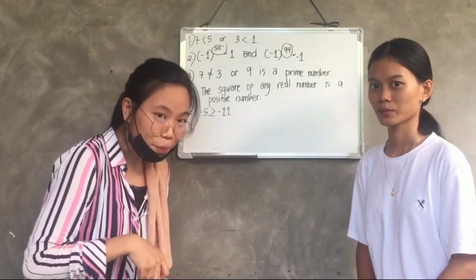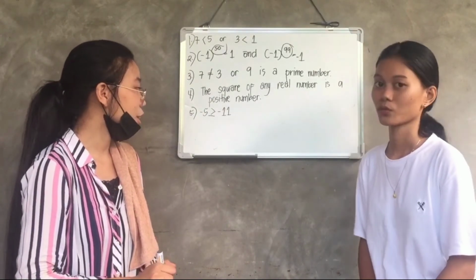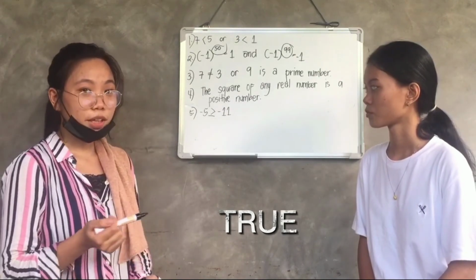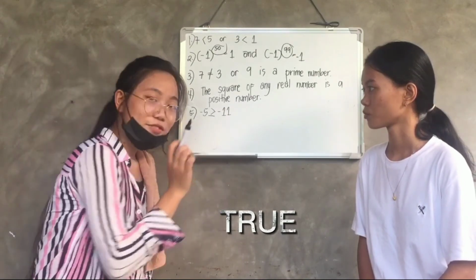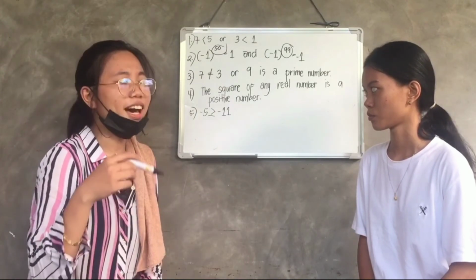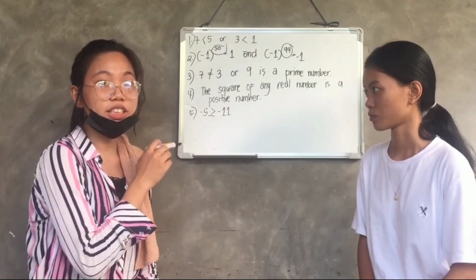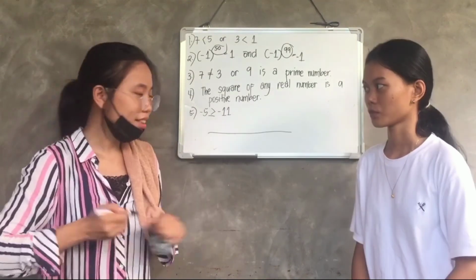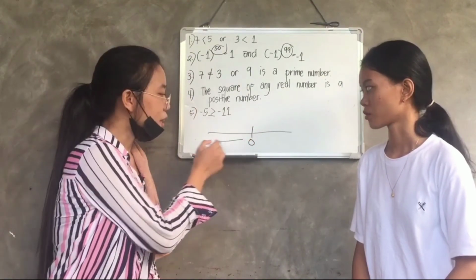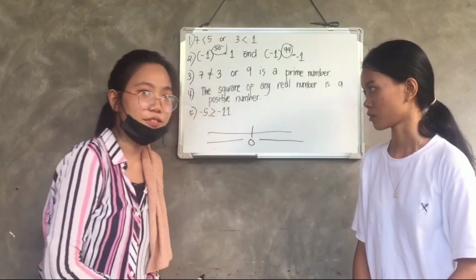For example number 5, negative 5 is greater than or equal to negative 11. The answer of this is true because negative 5 is a greater number than negative 11 because their sign is negative. In the integers, at the middle of this is 0. This part is all about negative and this is positive.